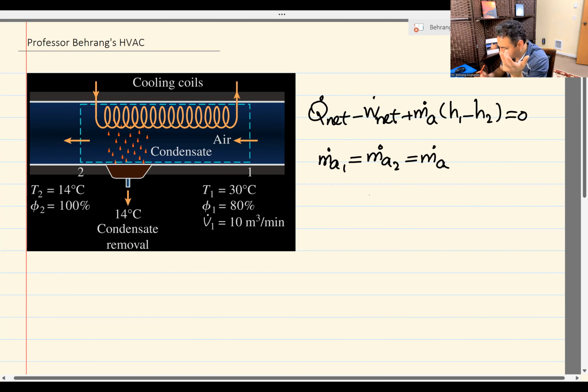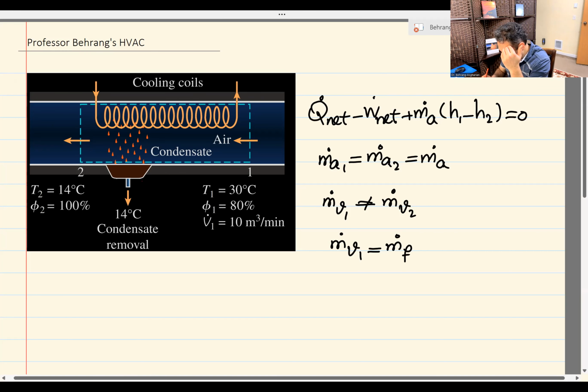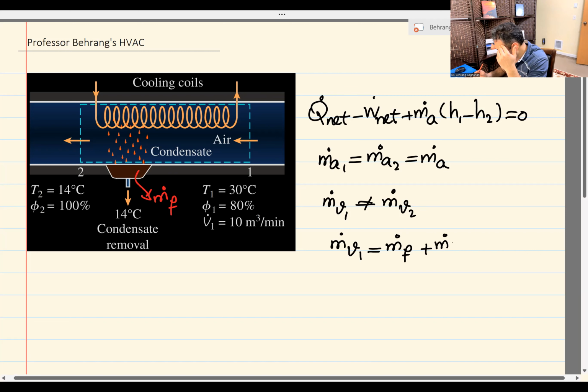However, the m dot of water changes because you have condensation here. You have condensate removal here. So m dot of water 1 is definitely different from m dot of water 2. And the reason is the mass conservation for water. If you remember, I called the stream coming out at the beginning of the presentation m dot of F. So this would be m dot of F plus m dot of V2. V is vapor, right?